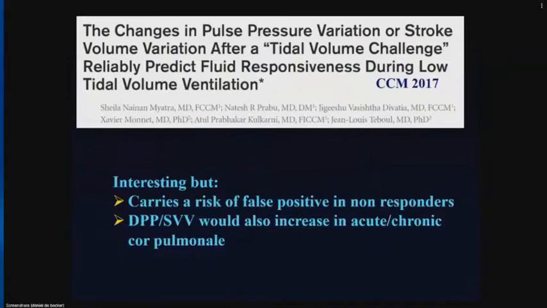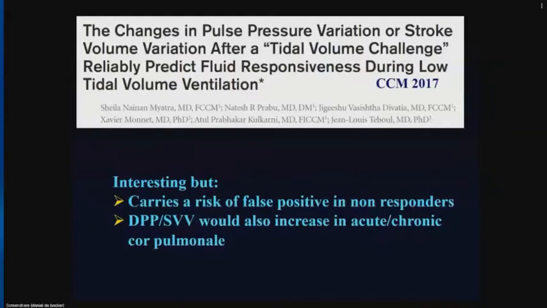But the most important aspect for today is that the changes in pulse pressure variation or stroke volume variation would also be more prominent in acute or even chronic cor pulmonale. Especially if we increase the tidal volume, we increase the vascular resistance in the pulmonary artery, and hence they also increase, in these conditions, the pulse pressure and stroke volume variations. So before doing this test, we perhaps need some echo assessment of the right ventricle just to ensure that our patient does not have acute cor pulmonale. Otherwise, these tests cannot really differentiate between stroke volume responders to fluids and, on the other hand, acute cor pulmonale.